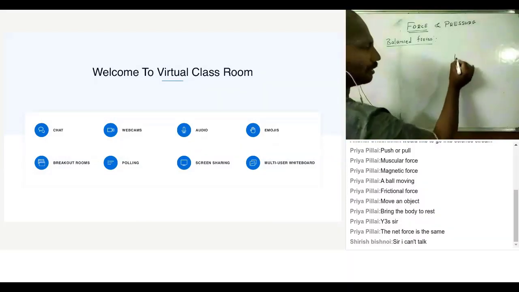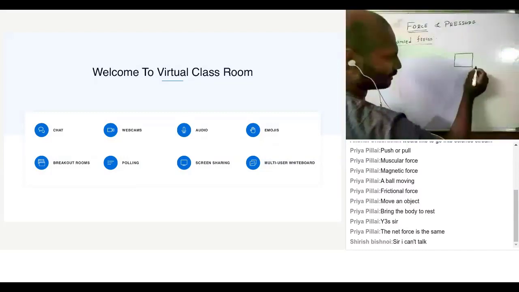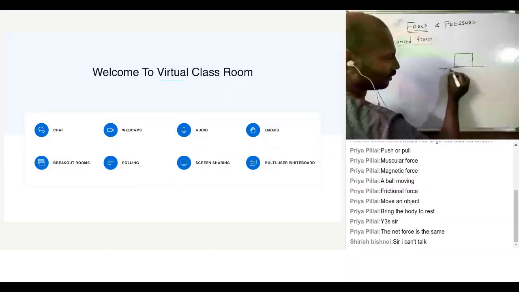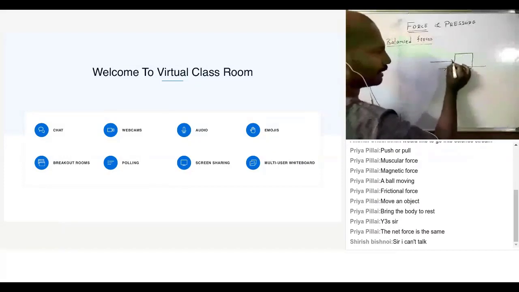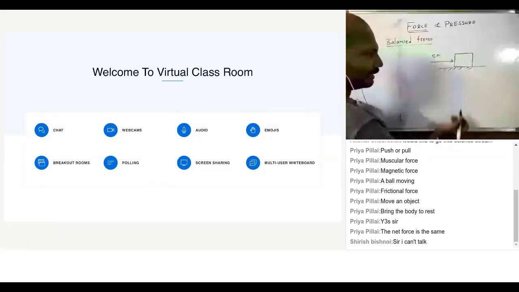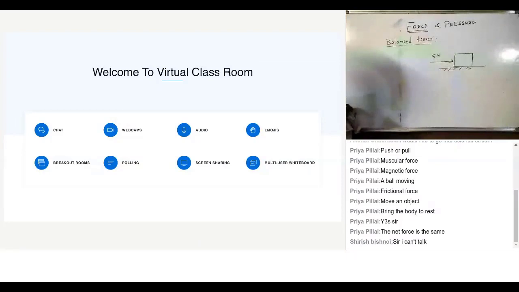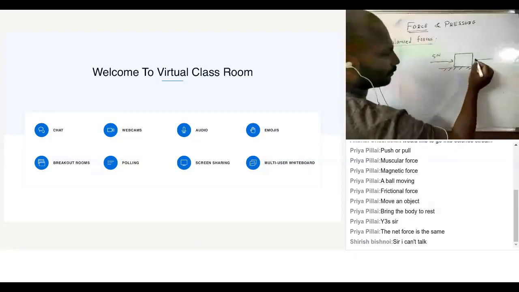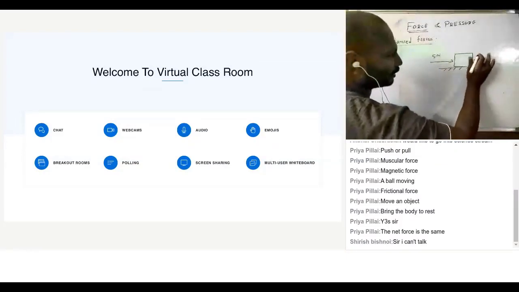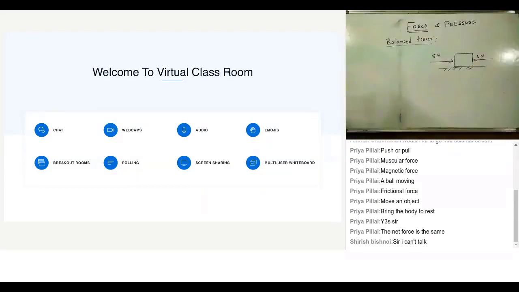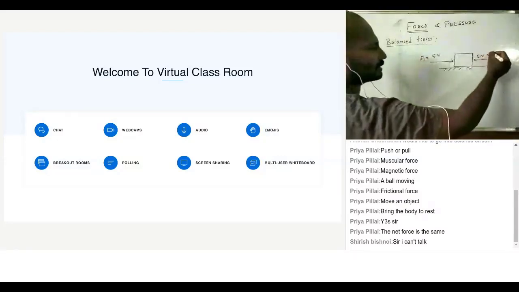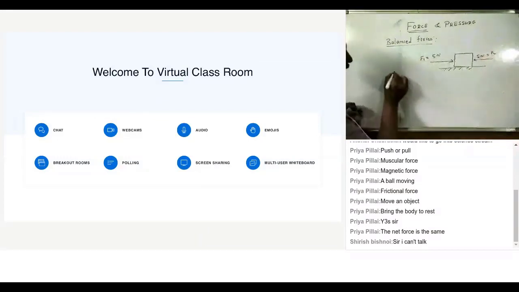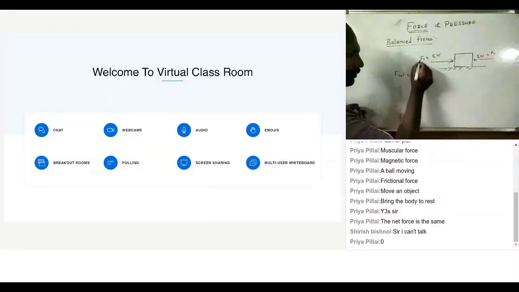Let's say I have a block placed on a surface. I apply a force of 5 Newton from this side. Now I apply a force of 5 Newton from this side. What is the net force acting on the body? I'll call this force F1 and this force F2. So what is the net force? I can say the net force is F1 plus F2.